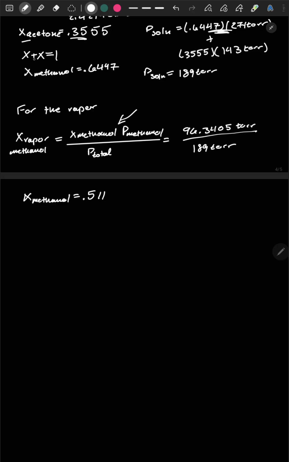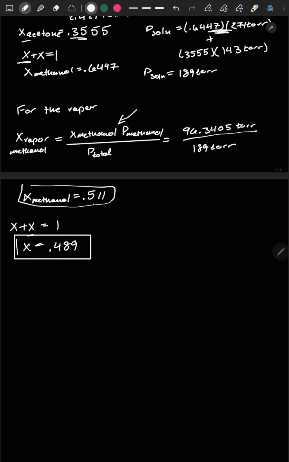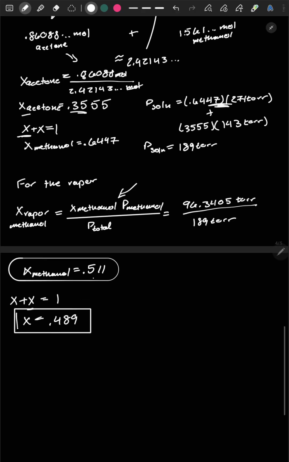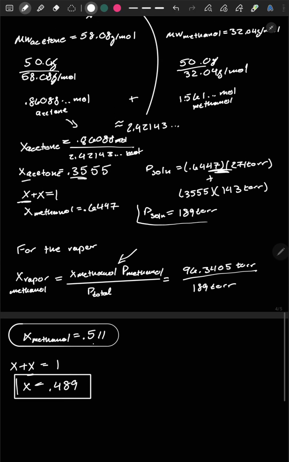So in order to find the mole fraction for acetone, we can actually just do what we did up here again. We will just subtract this from 1. So mole fraction plus mole fraction equals 1. We already know this one, so this is going to have to be equal to 0.489. So this is an answer, this is an answer, and this is an answer right here.